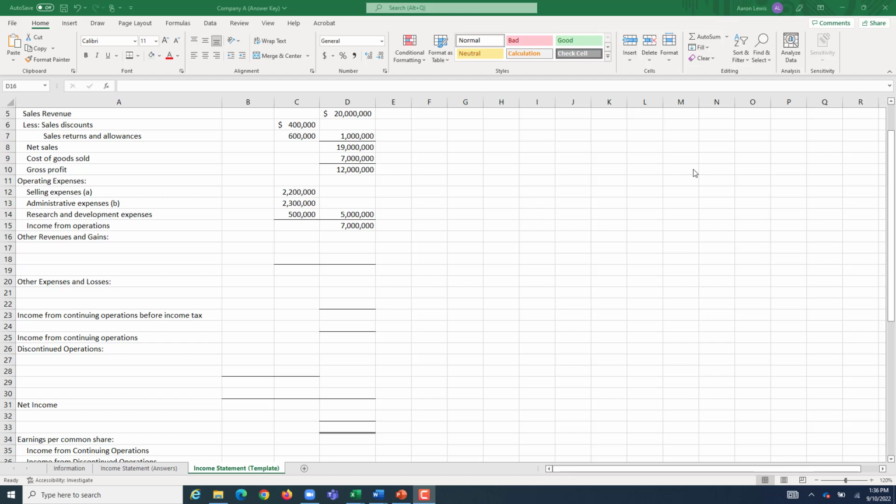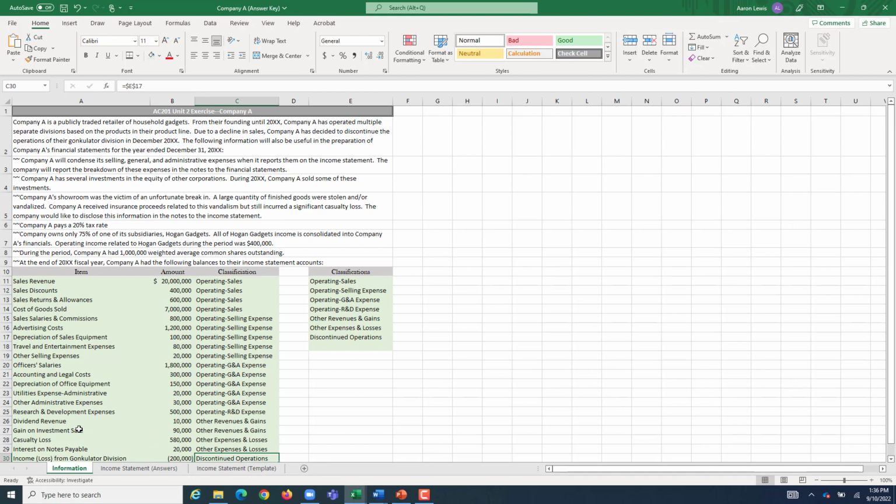It is time for us to subtract out the others from Company A so we can go from their income from operations ultimately to their bottom line, their net income. What others do we have according to our information? Well, let's start with revenues and gains. We have two of them. We have the dividend revenue that we got from our equity investment in some other firm, and the gain on investment sale that we had from selling that said equity investment in another firm. We had $10,000 of dividend revenue and $90,000 of gain on investment sale.